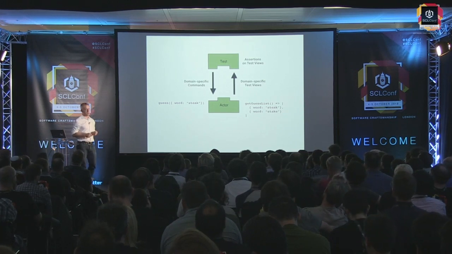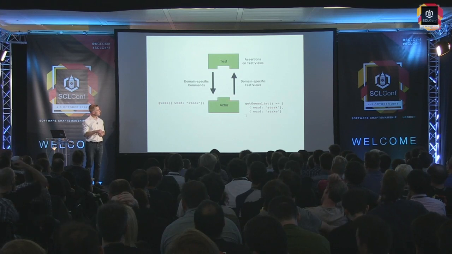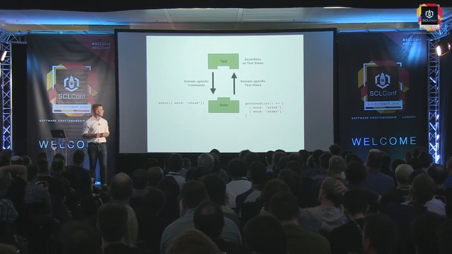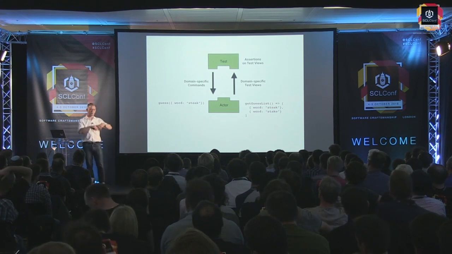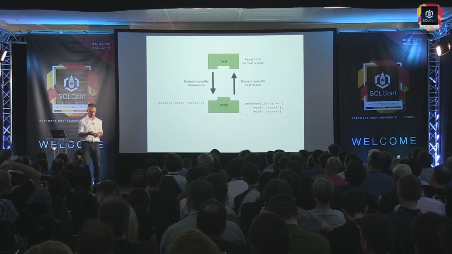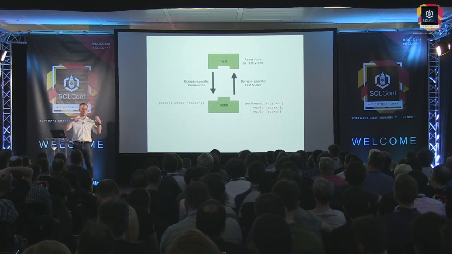And then when it's going to make assertions, it's going to ask the same thing to get a list of guesses that have been made in this game. And that returns some sort of domain-specific representation of the state of the system, and we can make assertions on that. Those assertions happen up here, but they're done on what I call a test view, which you can think of as a projection of this system that we tucked away behind this facade.